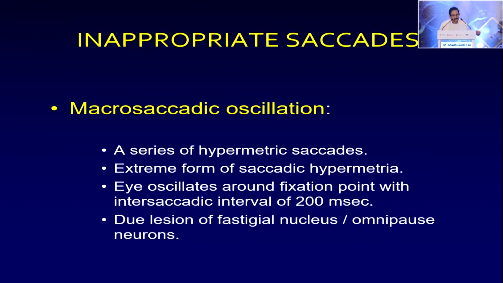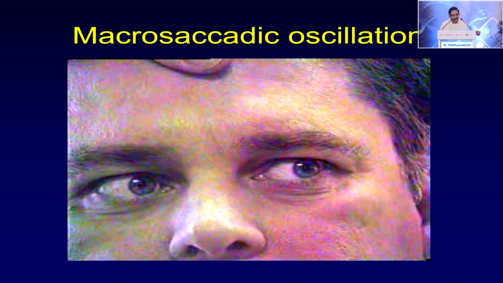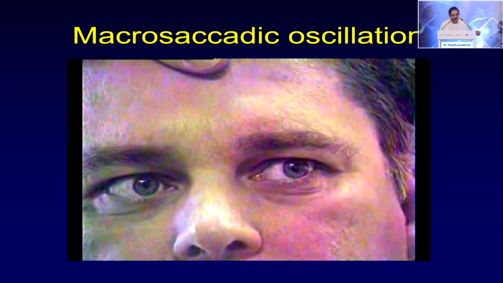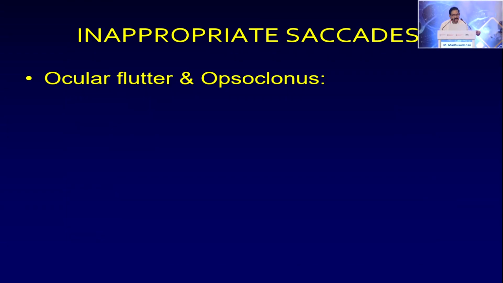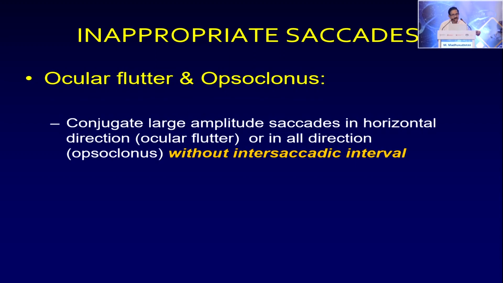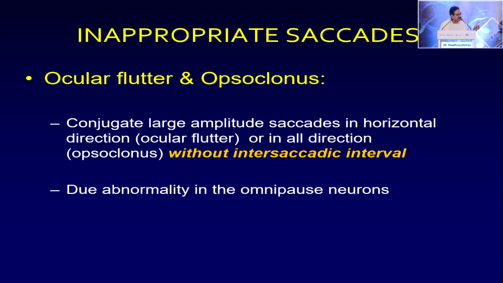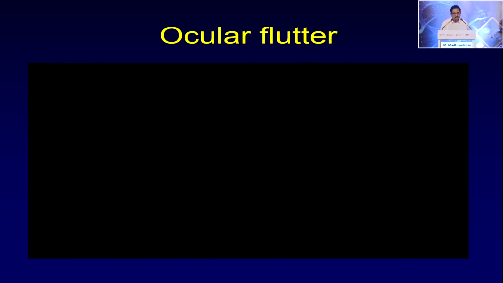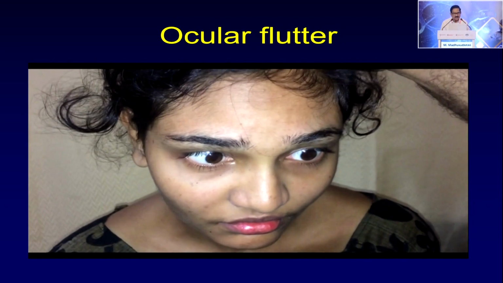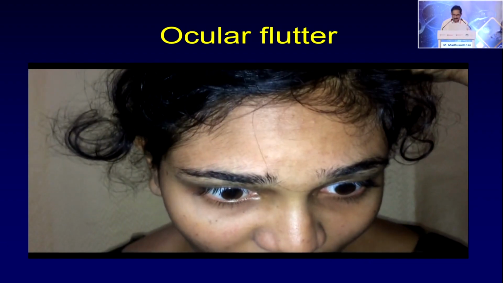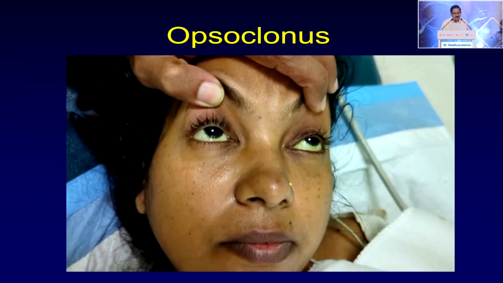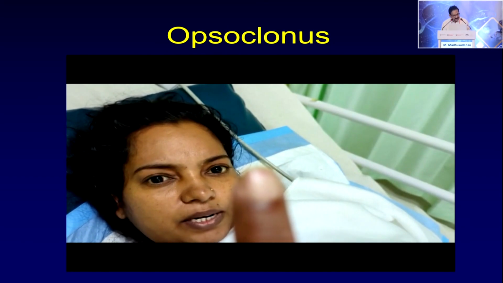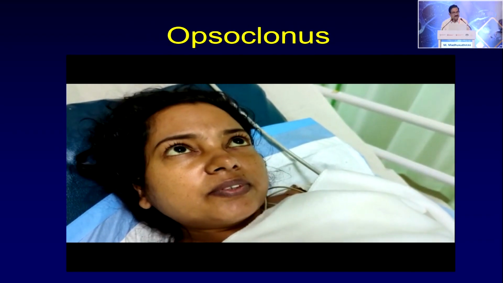Macrosaccadic oscillation is a phenomenon where there is a series of hypermetric saccades with an intersaccadic interval. It looks like repeated hypermetric saccades in either direction. Then ocular flutter and opsoclonus are inappropriate saccades without an intersaccadic interval. This is the ocular flutter. There are horizontal saccades without intersaccadic interval. If it is multidirectional, you call it opsoclonus. These are due to problems of the omnipause neurons. I think I will stop here in the interest of time. Thank you for your patient listening.